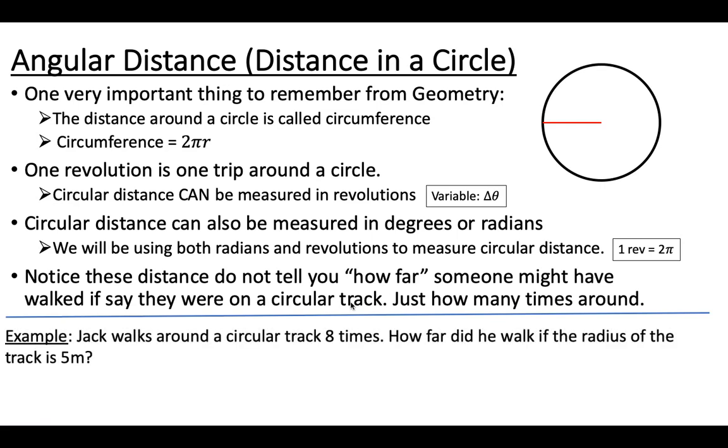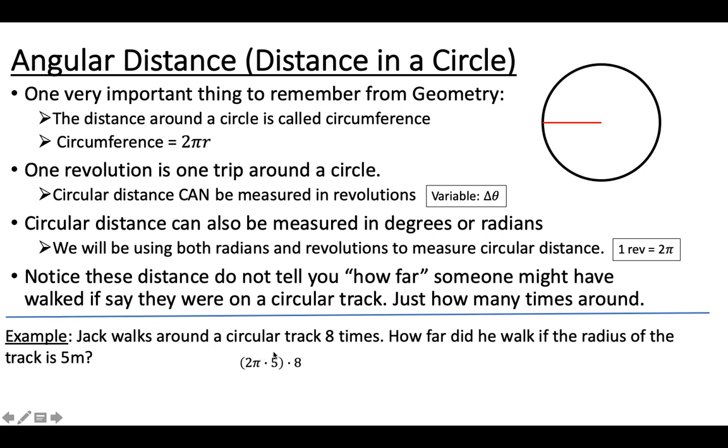But we do need to be able to connect those two things, how far around the circle you've gone to your actual distance. For example, Jack walks around a circular track 8 times. How far did he walk if the radius of the track is 5 meters? Okay, so here's our circumference, 2 pi times 5. The radius of the track is 5. So 1 time around the track, that distance is 2 pi r. 2 pi times 5. Same equation as up here. Circumference equals 2 pi r. Just geometry. That's 1 time around the circle.